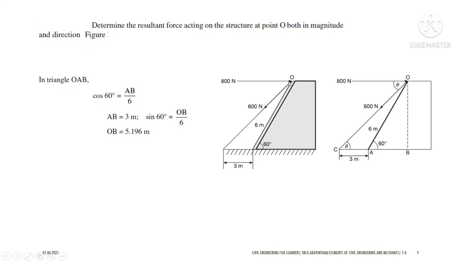So now let us make this into a geometrical figure. In this geometrical figure we can take this as O, and the line which is perpendicular to that we can take as B, and we can take the point as A here, and the angle which is given as 60 degree. Now the 600 Newton is acting, and you can project a line, and that point we can make it as C, and this distance is given as 3 meter.